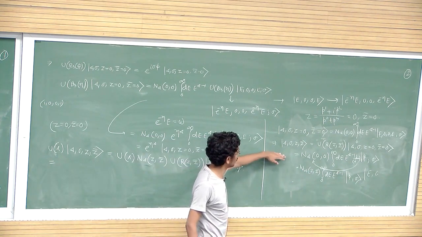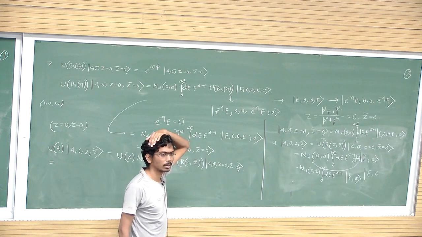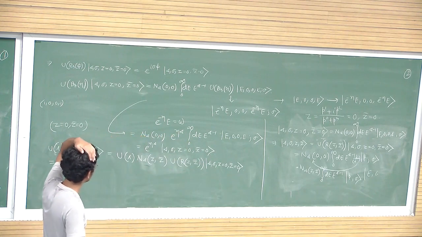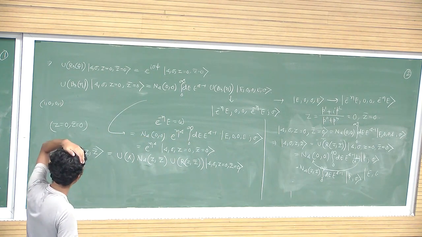Yes, so this is the thing. Then N delta z z bar should be included here. It will be N delta squared, because U was already acting.